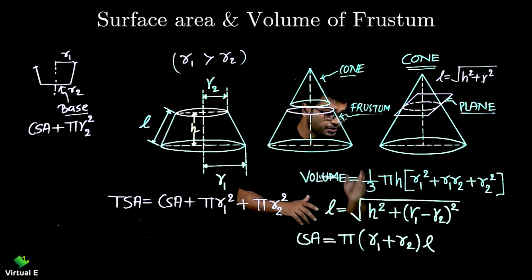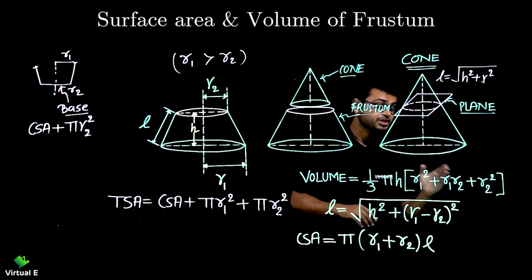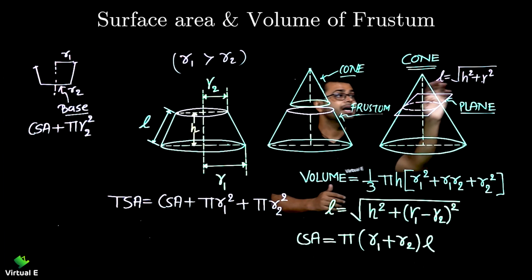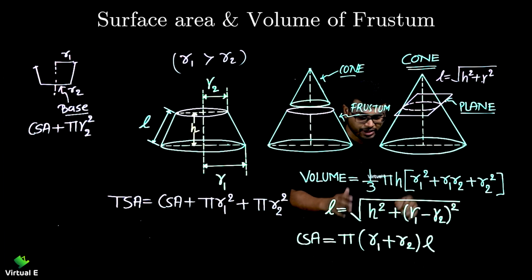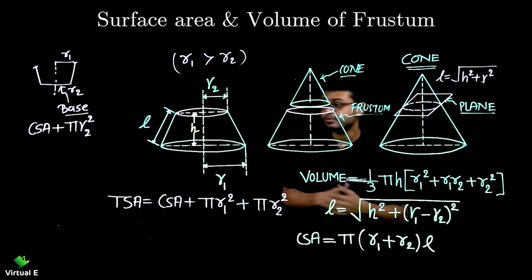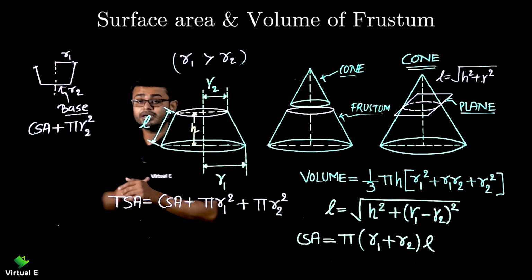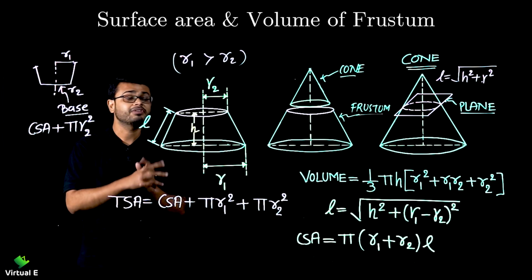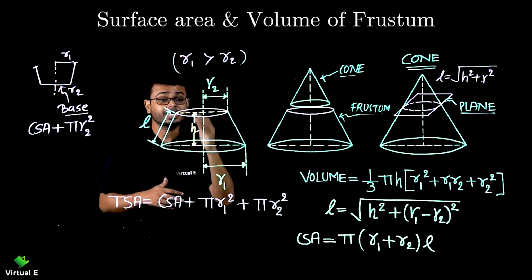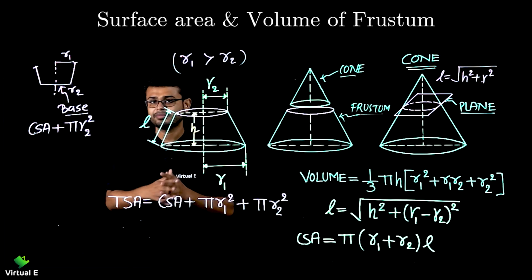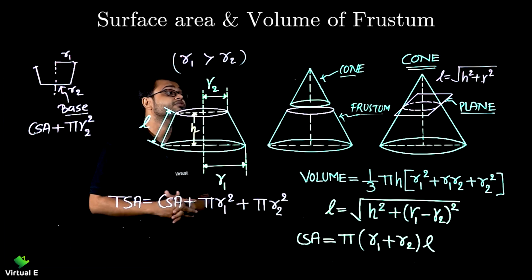So the volume formula is 1/3 pi h into R1 square plus R1 R2 plus R2 square. Then slant height is given by the square root of h square plus R1 minus R2 whole square. Remember, this is similar to the cone only, right? But as we have two radii, we need to subtract and square it. CSA pi r l was there for the cone, but here it is pi R1 plus R2 into L. And TSA. So remember, generally TSA is this one only, but if there is any application based question, then we need to think about the shape, and based on that we need to add any one of the areas of the top or bottom, or maybe both of them, depending on the situation. So this is the introduction for the frustum.